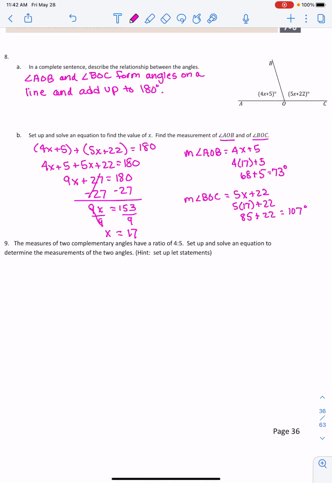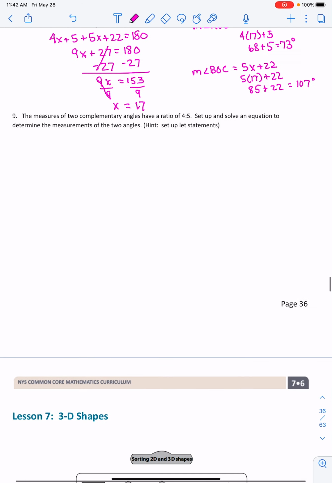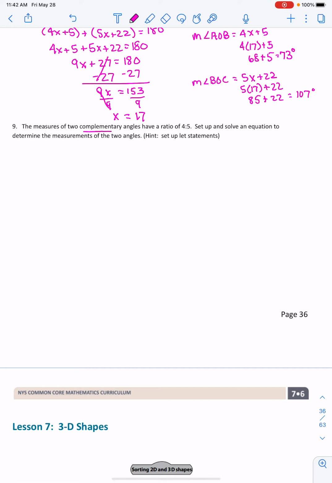So our next problem is the measure of two complementary angles. So these angles are going to add up to 90 degrees. They have a ratio of 4 to 5. Set up and solve an equation to determine the measurements of the two angles. And it says, hint, set up let statements. So here are our let statements. So let 4x equal our first angle, and let 5x equal our second angle.